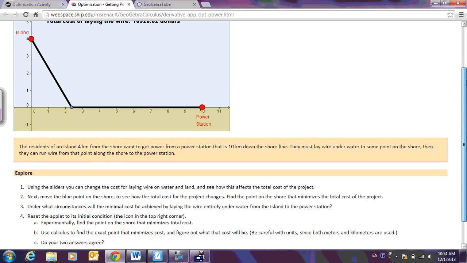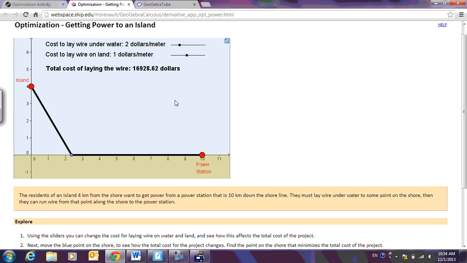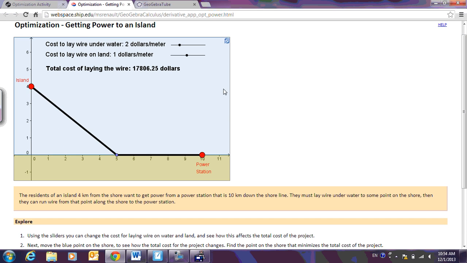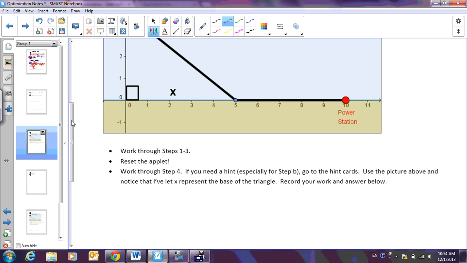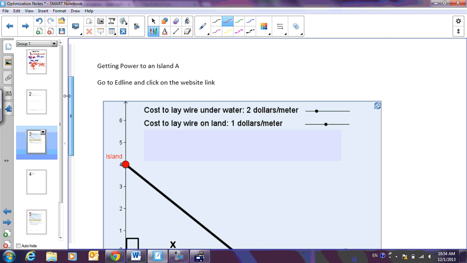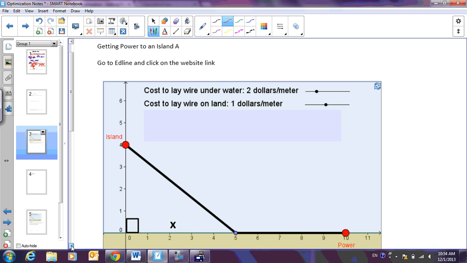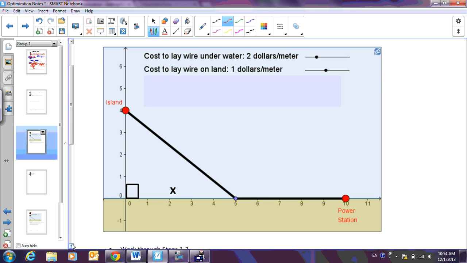It says if you have messed this up, where it's all sorts of different stuff, you can always hit reset up there at the top right, and then changing this blue dot is fine. We'll put it back here where we think our experimental minimal cost is, using the computer applet. All right, and so I'm going to go to my notes over here, and I see that there is a picture. Let's go ahead and label this picture.